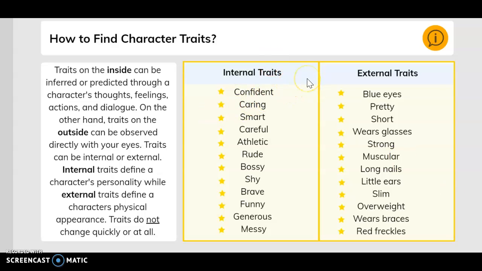Internal traits. We have confident, caring, smart, careful, athletic, rude, bossy, shy, brave, funny, generous, and messy. These are just a few of them, but there are many more. External traits. Blue eyes, pretty, short, wears glasses, strong, muscular, long nails, little ears, slim, overweight, wears braces, or they have red freckles. And these are some of them.